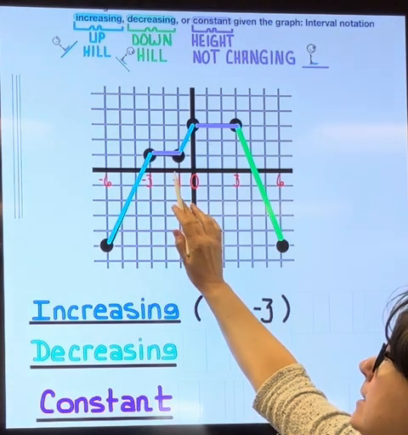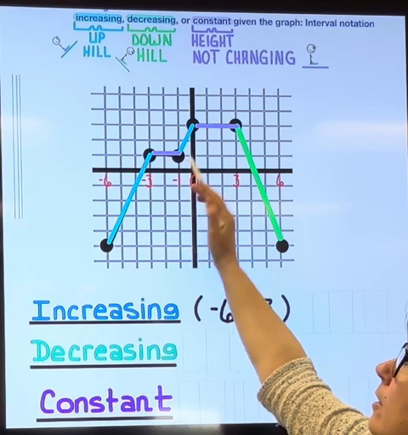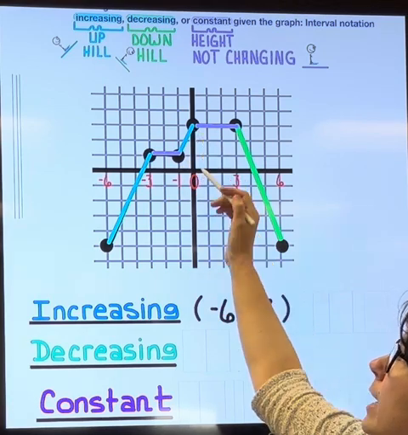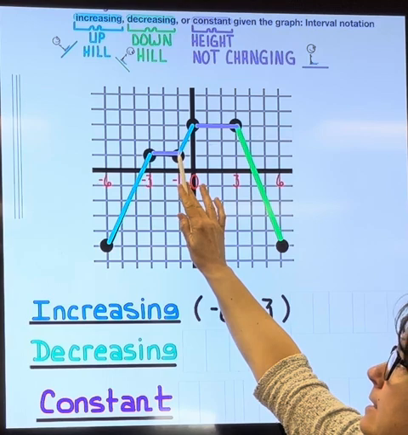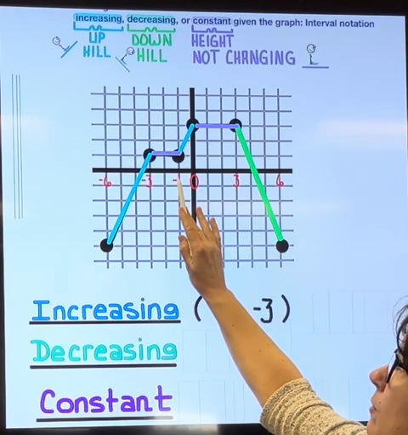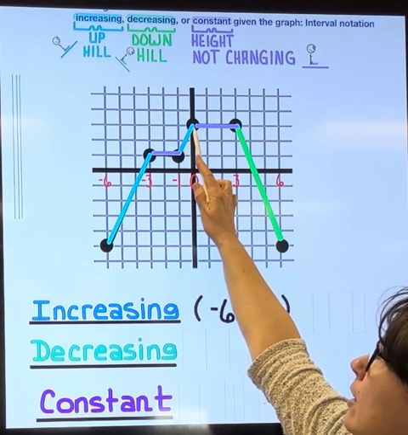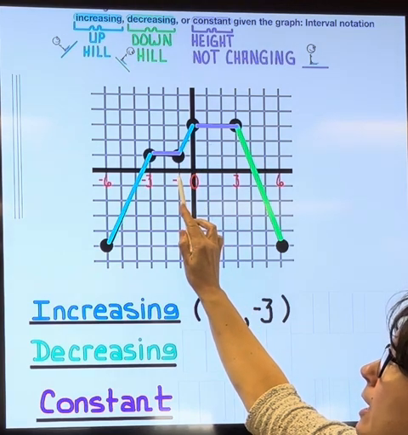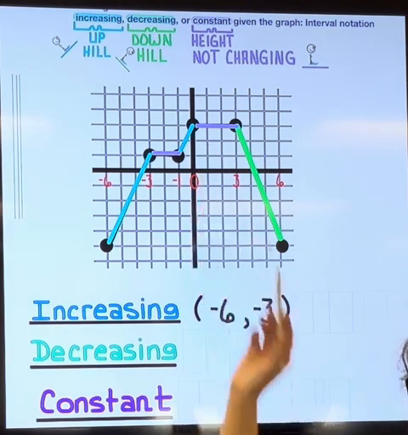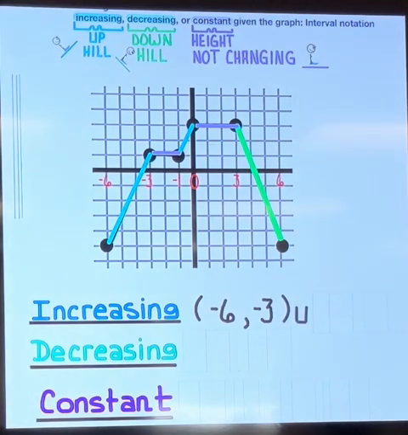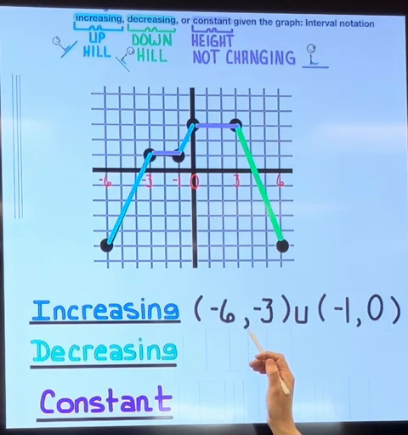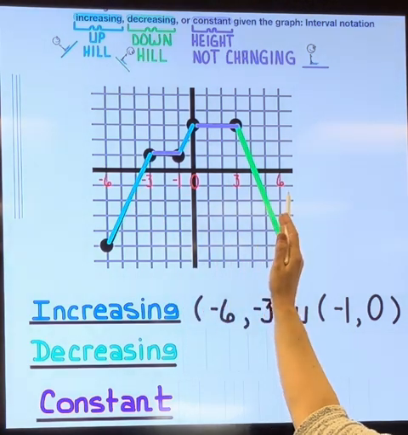Then we go a little ways, and then when we get right here, from here to here, we're going uphill, but look at the x-axis. Right here goes with -1, and right here goes with 0. So we're going uphill from -1 through 0. Don't accidentally think that I'm going from this coordinate to this coordinate. These numbers are coming off the x-axis.